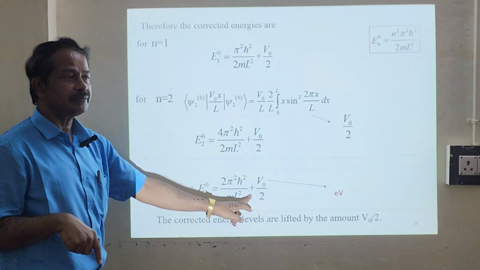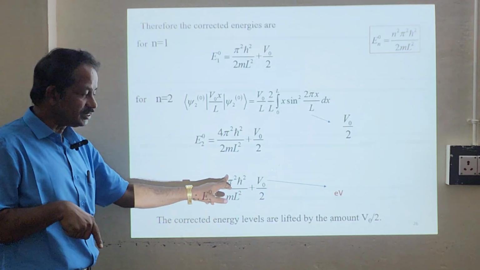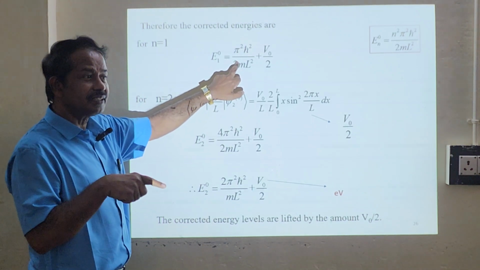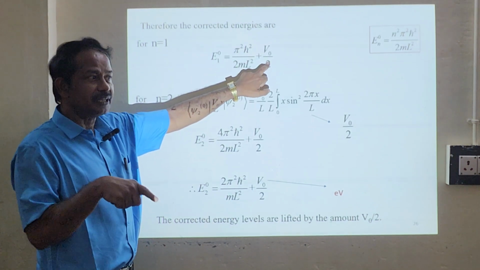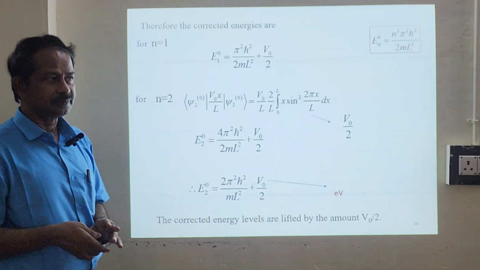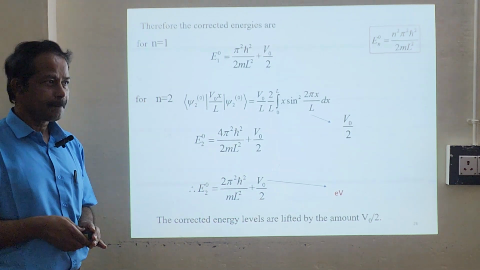So there will be a change. That's why we have added to the exact solution. This is the exact solution for n equal to 2, this is the exact solution for n equal to 1. We have added the perturbed energy. So this is your perturbed energy, and you will get the total energy. So that's the idea. Okay.